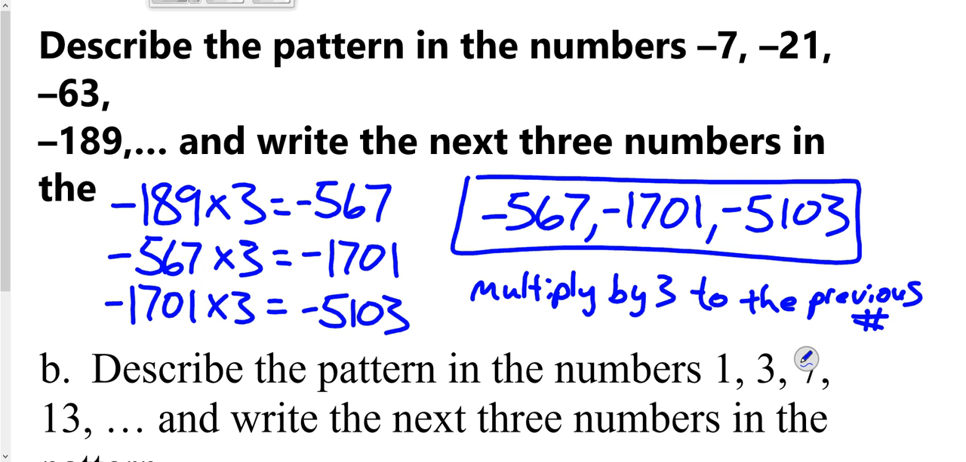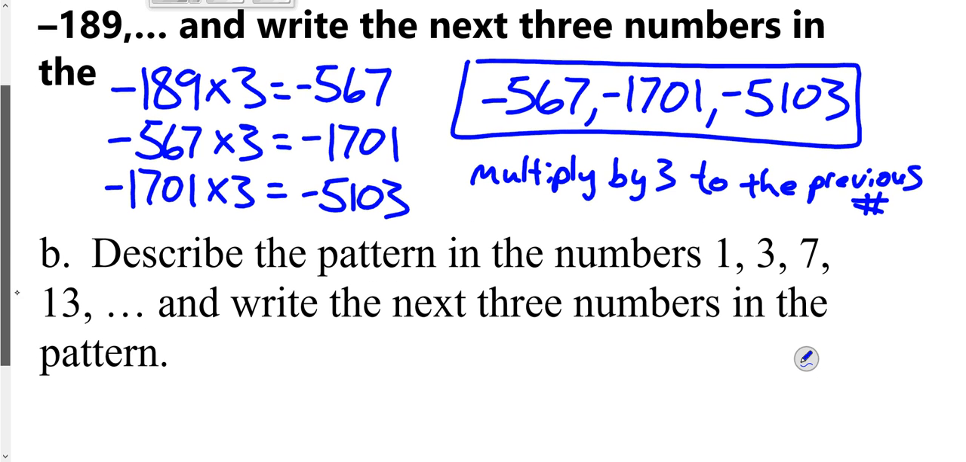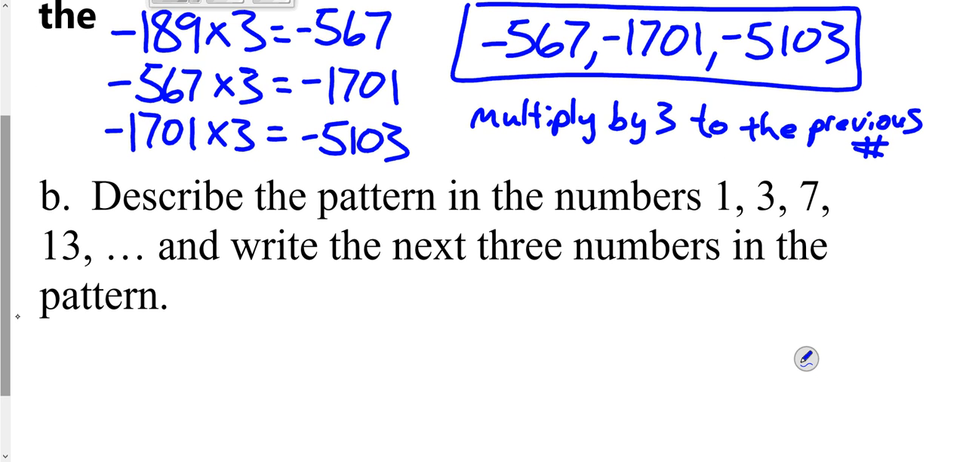So that would be my explanation or describing the pattern. Multiply by 3 to the previous number. All right, then B, here we need to describe the pattern in the numbers 1, 3, 7, and 13, and write the next 3 numbers in the pattern.